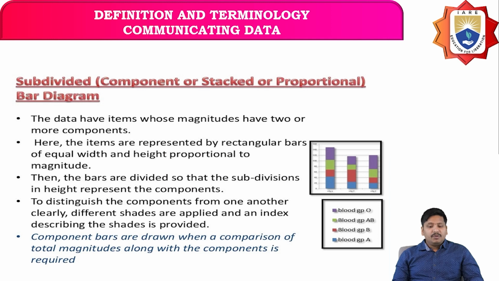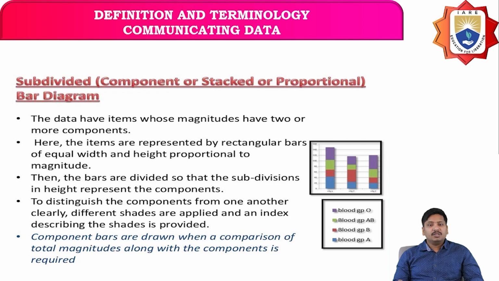And next one is subdivided stack proportional bar diagram. In this one, the data is going to have the items whose magnitude has two or more components, and these items are going to be represented by rectangular bars of equal width, and the height is going to be proportional to the magnitude. So the bars are going to be divided into subdivisions.